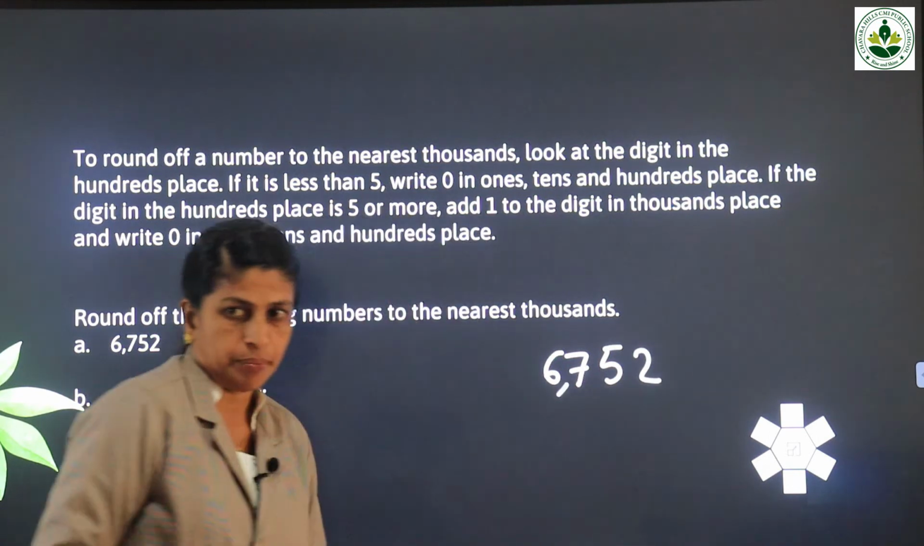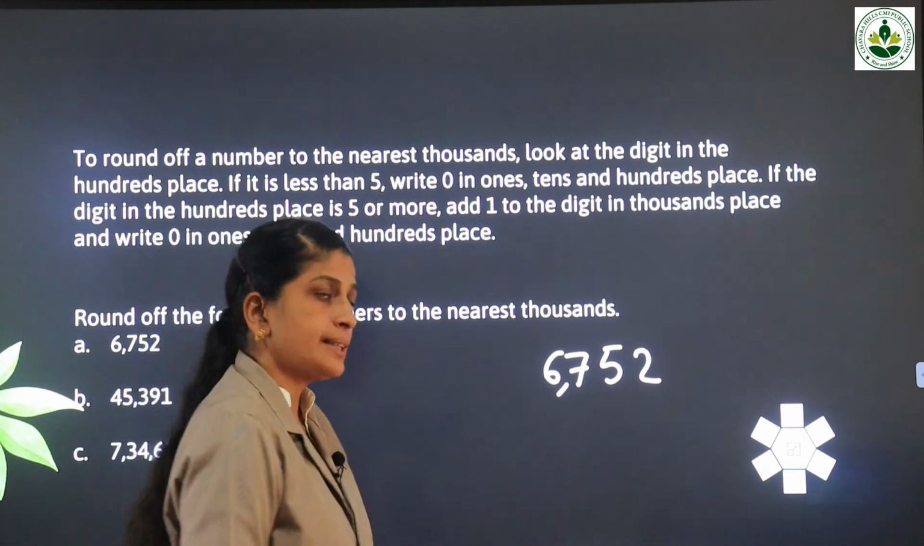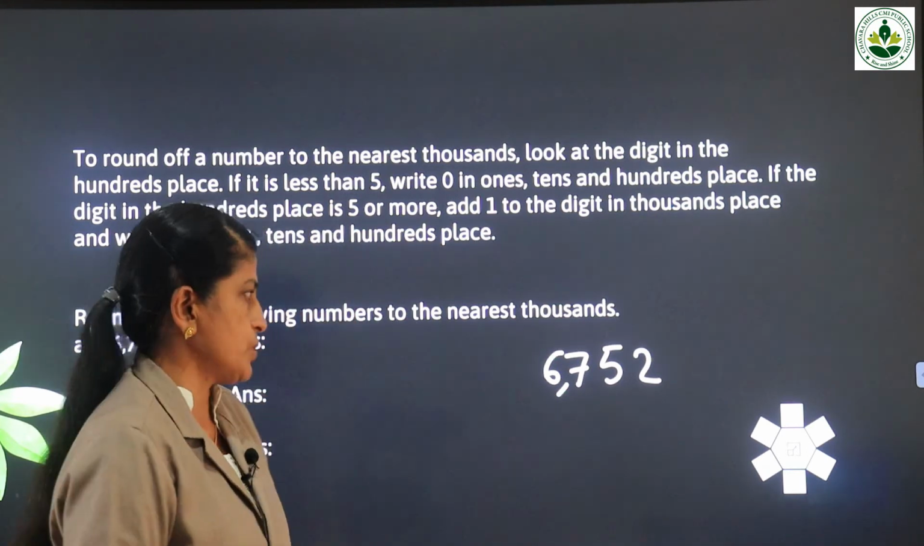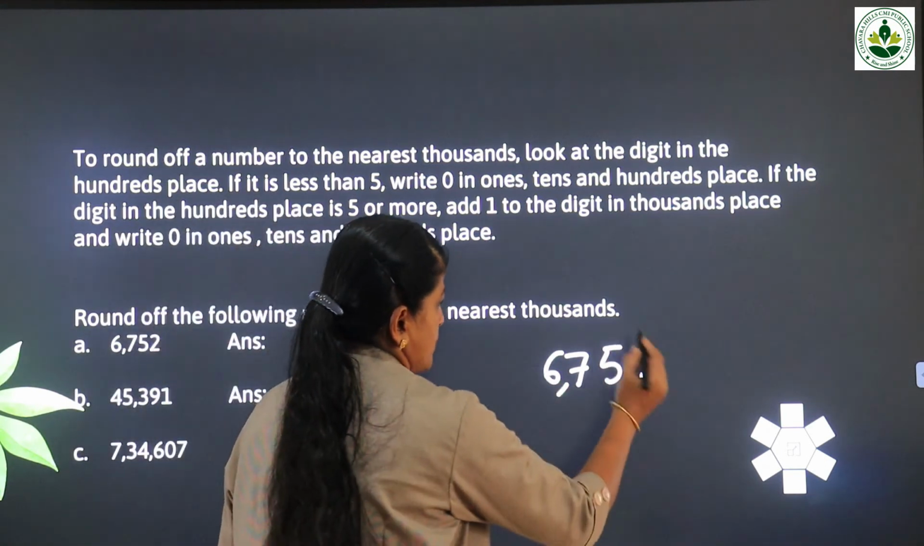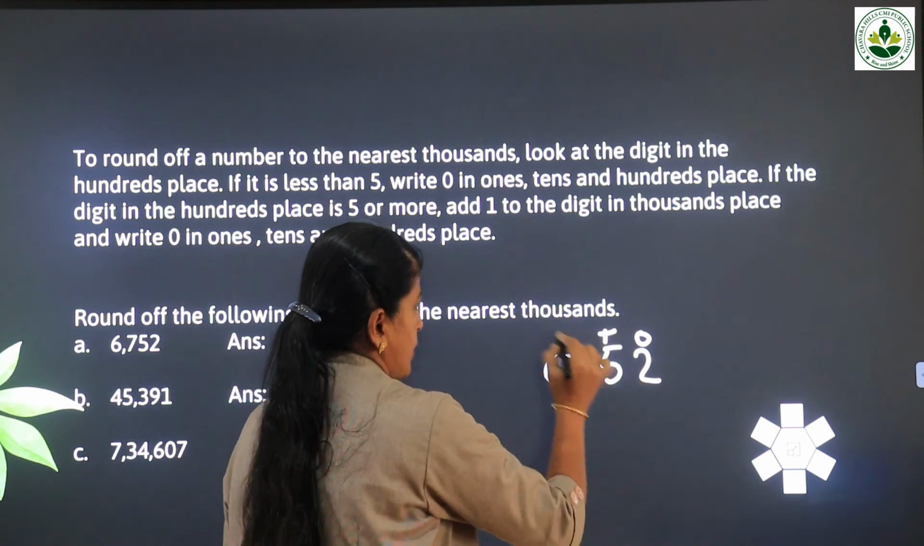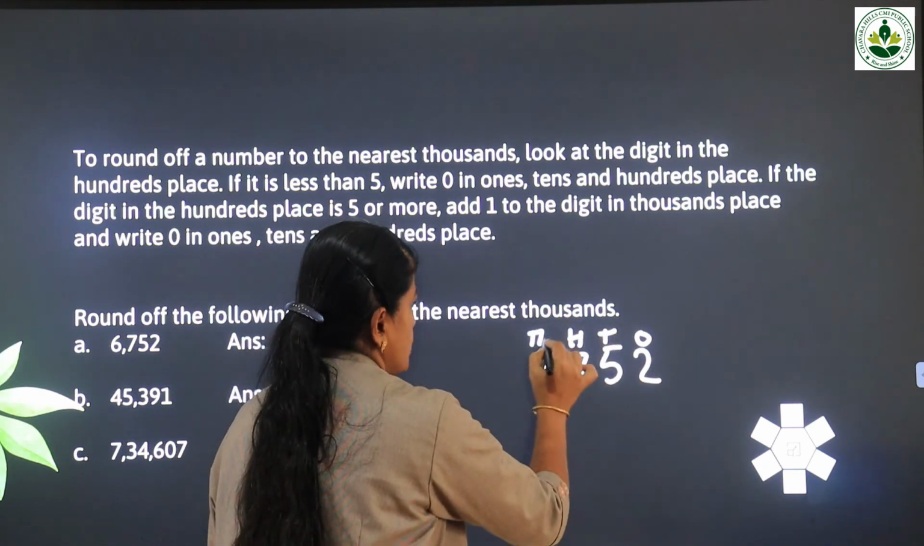6752 is the number, and we need to round off that number to the nearest thousand. Therefore, what should we do? Look at the digit in the hundreds place. Which is the hundreds place digit? 2 is in the ones place, 5 is in the tens place, and 7 is in the hundreds place. 6 is in the thousands place.